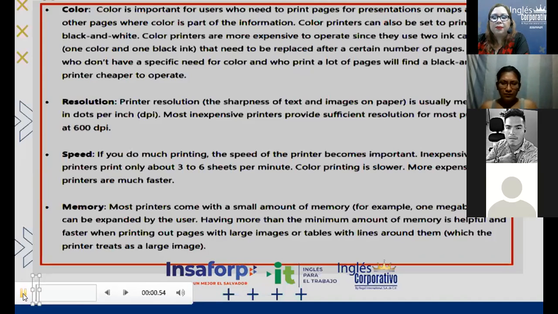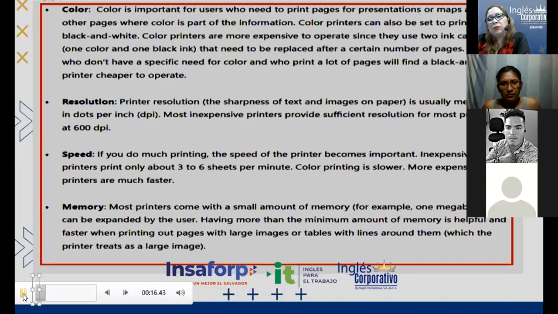Okay, here we go. Color. Color is the most important for users who need to print pages for presentations or maps and other pages where color is part of the information. Color printers can also be set to print only in black and white.